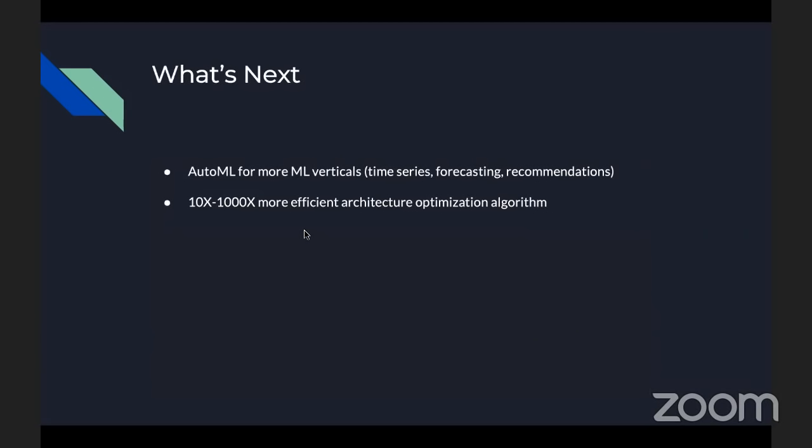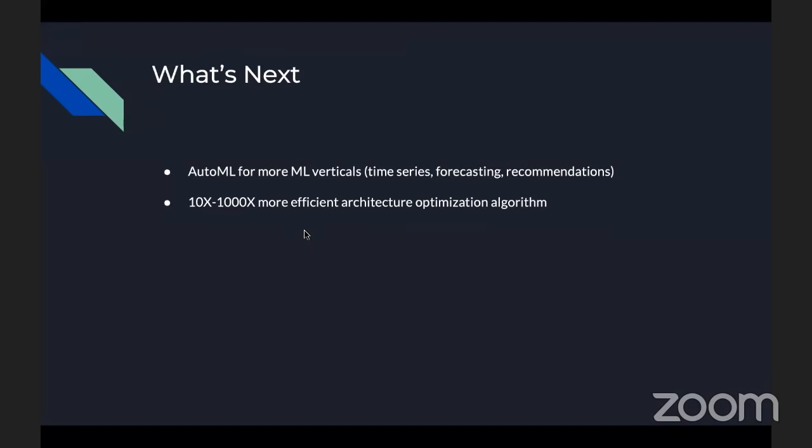So what's next? There are still more machine learning verticals that haven't been solved by AutoML. For example, there are time series problems, forecasting problems, and recommendation. This could be our next interest, because if we want to use AutoML to make machine learning scalable, we should cover all the domains. That's why we are motivated to solve more verticals and make machine learning scalable.